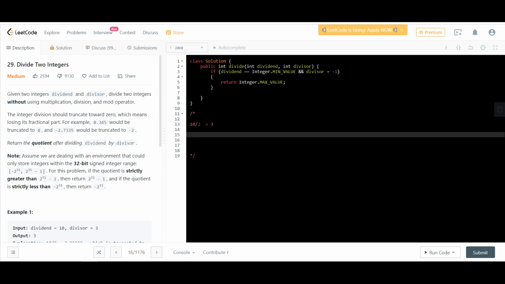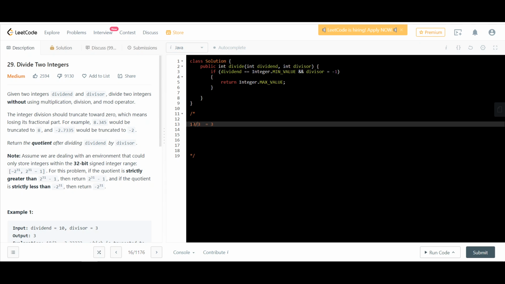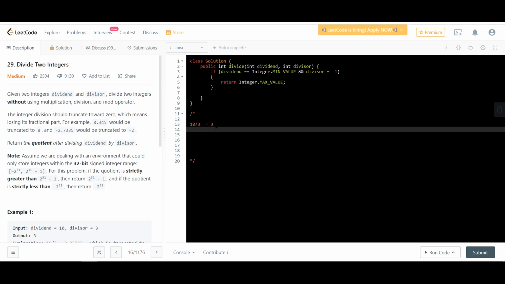What we can do, a basic way of looking at division, is subtraction. So 10 by 3 is basically how many times you can remove 3 from 10. You can remove 3 three times from 10, and then you will be left with 1. So one approach could be that you keep subtracting the divisor from the dividend until the dividend becomes lesser than the divisor.